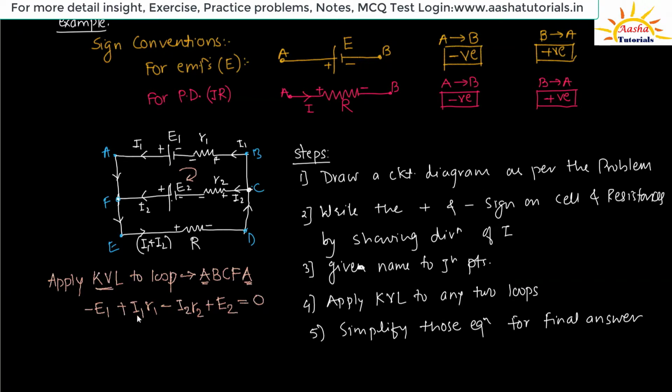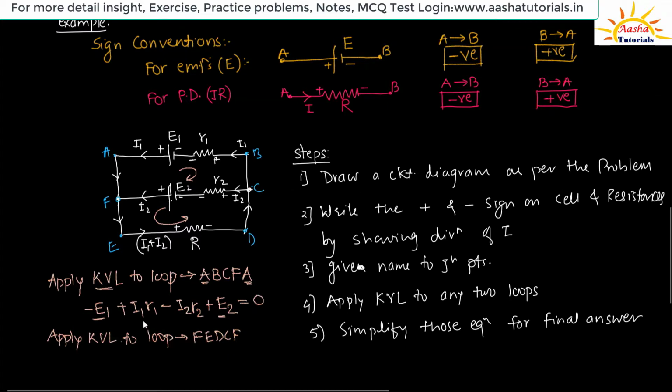Now here you can simplify by taking these EMF values together and this relation of current together. Then let us apply Kirchhoff's voltage law to a loop. You can take any loop. Let me take this loop in a reverse order, like this: F E D C F. Then what can I write as the equation of this?